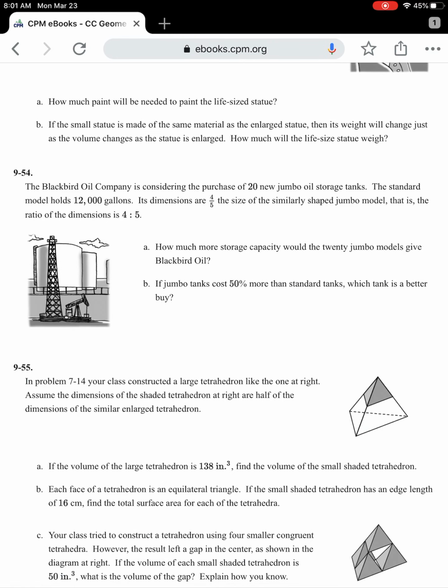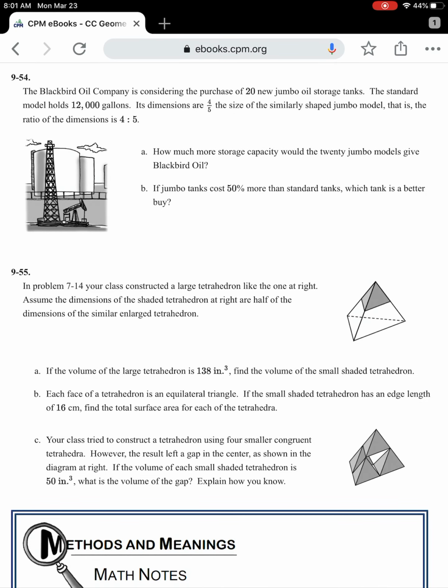In 54, where we were working with these jumbo storage tanks, they gave you dimensions that were 4/5 the size of a similarly shaped model, and that ratio was the one that you would use to work with the different capacities here for those tanks.